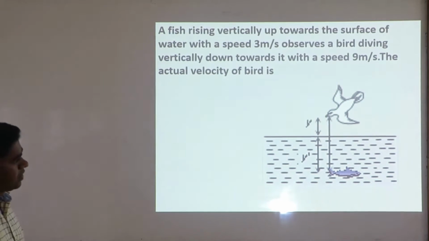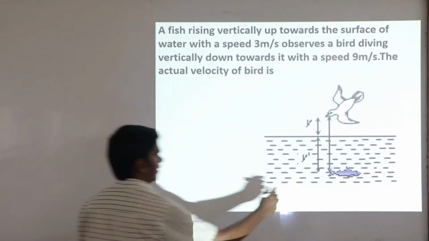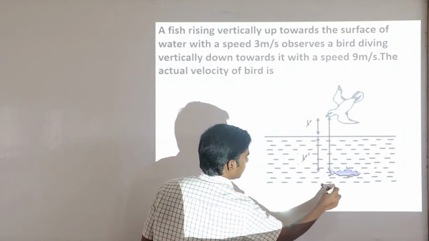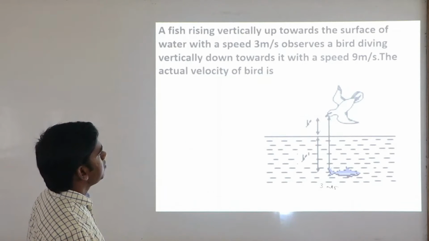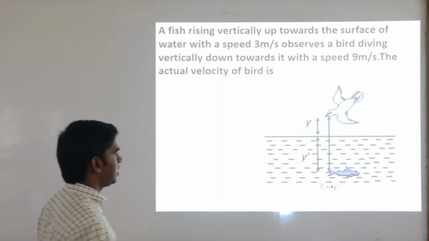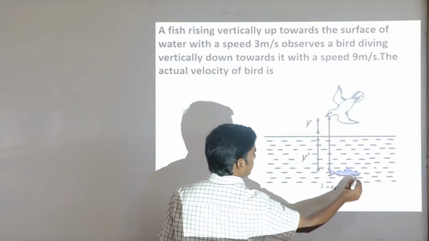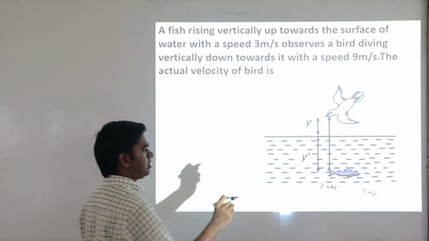The first one: there is a fish and a bird. The fish is rising vertically up towards the surface of water with a speed of 3 meters per second. A bird is observed diving vertically down towards it with a speed of 9 meters per second. So the fish observes the bird, which is moving with 9 meters per second.